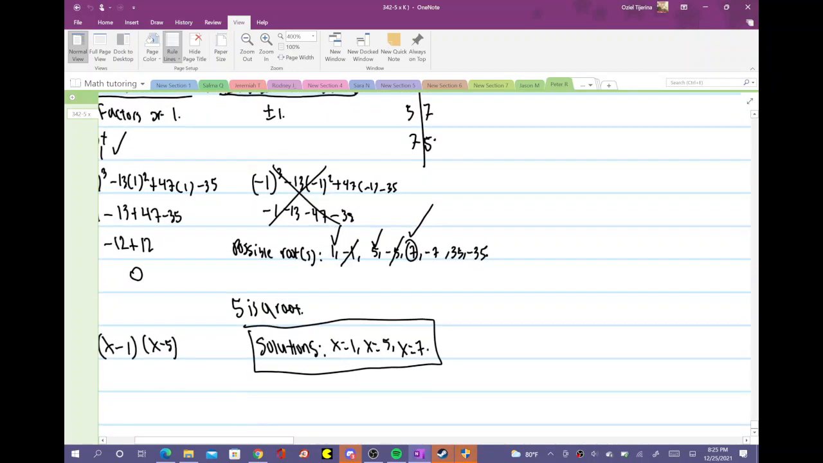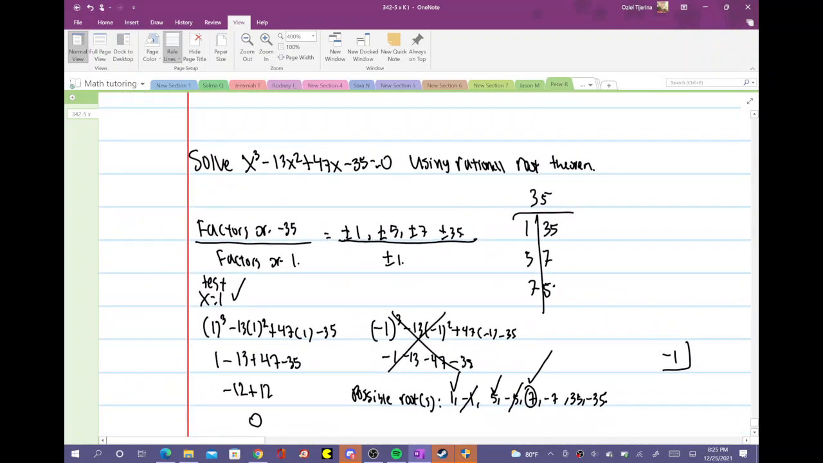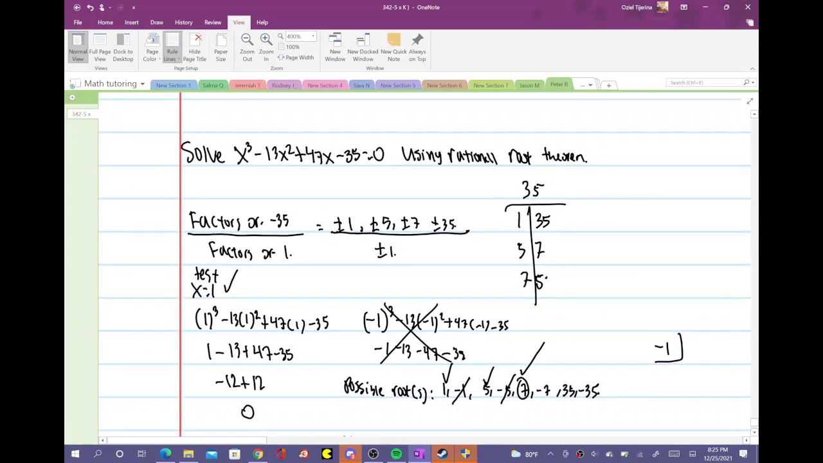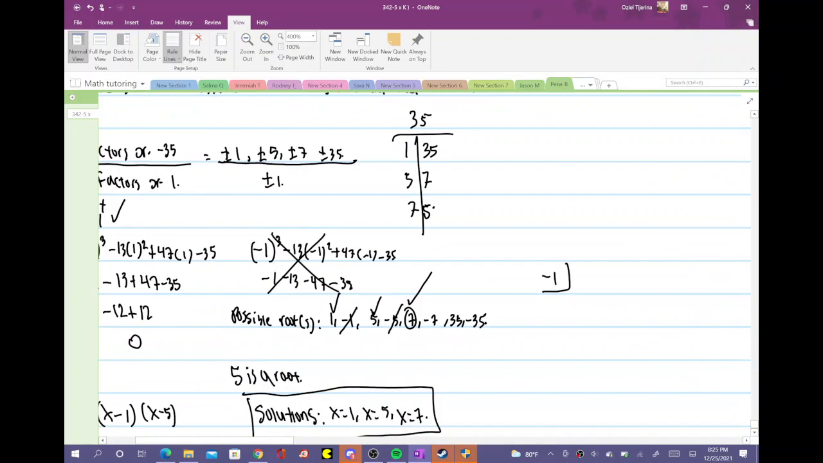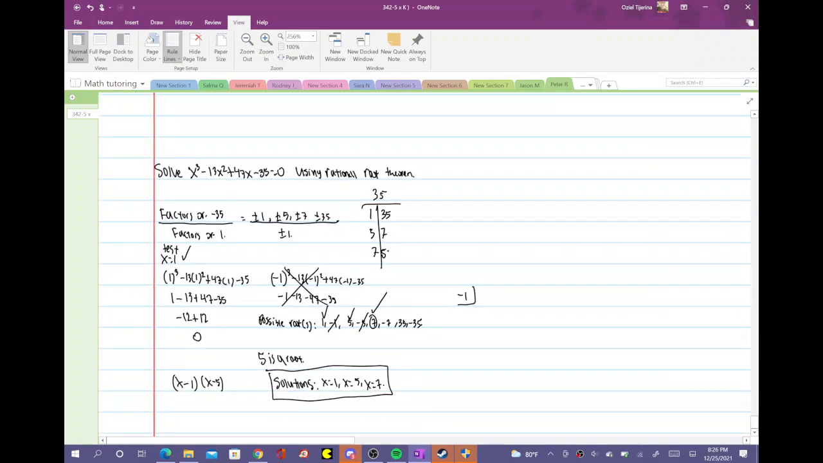You would have to put these numbers in a box like this, and you have to put all the coefficients of the polynomial. So like 1, negative 13, 47, and negative 35, and then do all that stuff. If you guys want, I will post a video about that. But I guess this is the other way to do it if you don't like doing synthetic division.